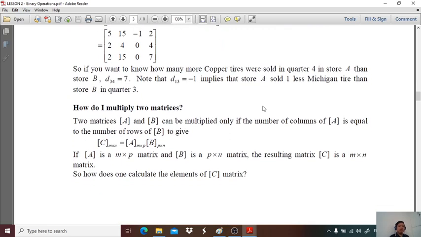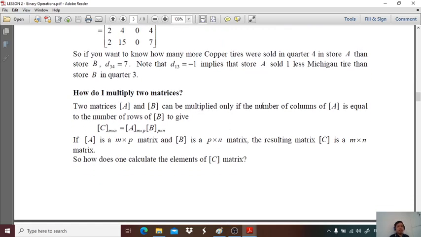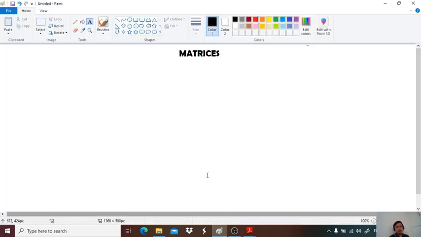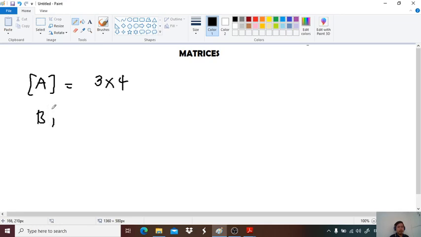Next, how do I multiply two matrices? Two matrices A and B can be multiplied if the number of columns of A is equal to the number of rows of B. Let's say the size of matrix A is 3 by 4, and B is 4 by 2.